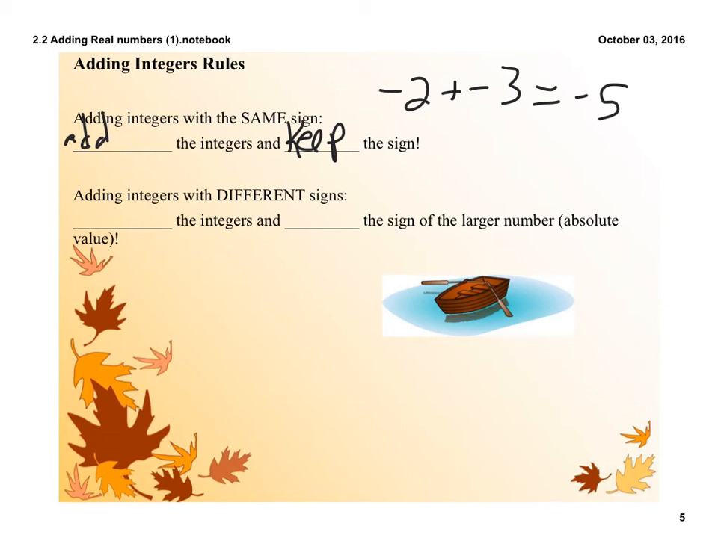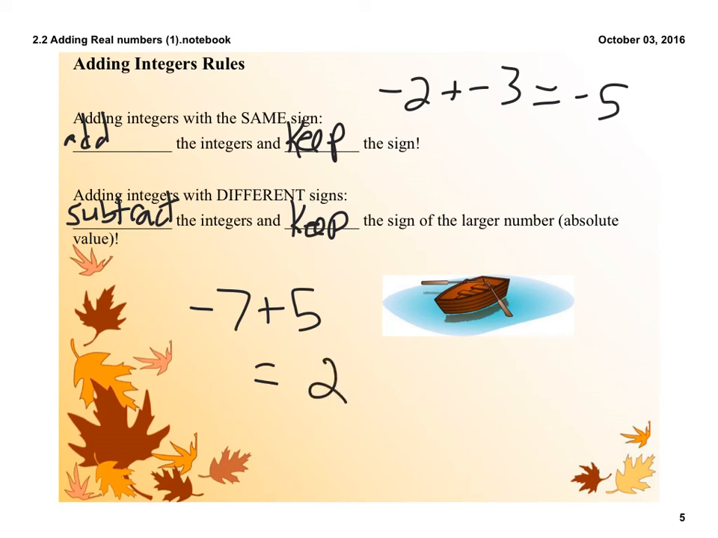Adding integers with different signs, we're going to subtract the integers. Again, I'm talking about the absolute value of these integers. And then we're going to keep the sign of the larger number. By larger, I'm talking absolute value of that number. So let's say I have -7 plus 5. What's 7 minus 5? What's the difference between them? That's 2. And then which one of those numbers is further away from 0? The -7. That's the larger absolute value, so that is the sign that we keep. -7 plus 5 is -2.